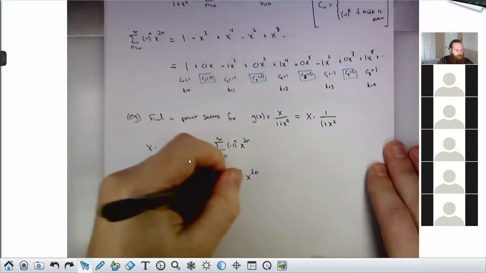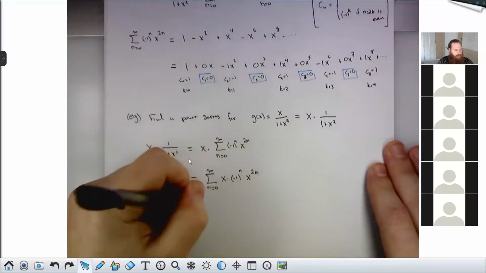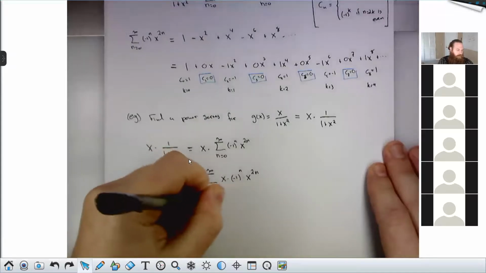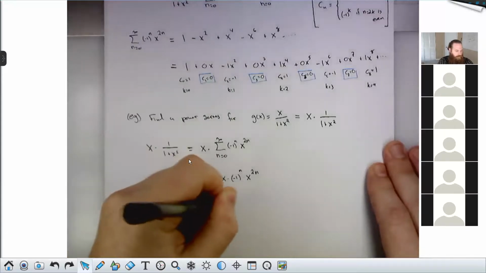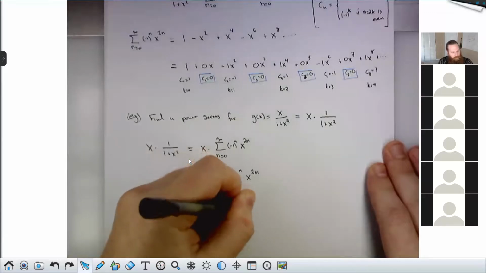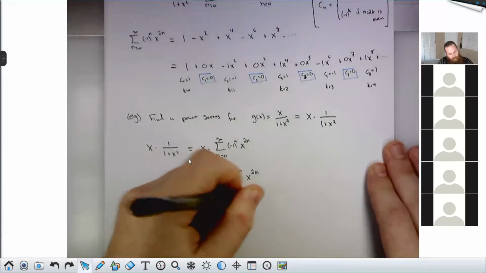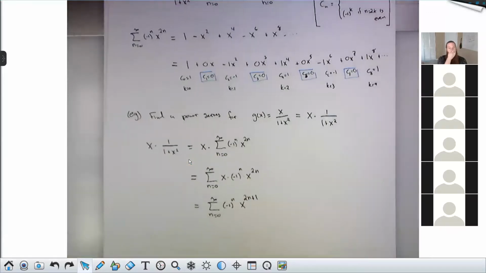And now everything in here is being multiplied. x times x to the 2n is x to the 2n plus 1. So here's your series for g of x. Boom, done. Didn't have to do any fresh raw calculation. I just used the series that I knew for this piece and multiplied by x.